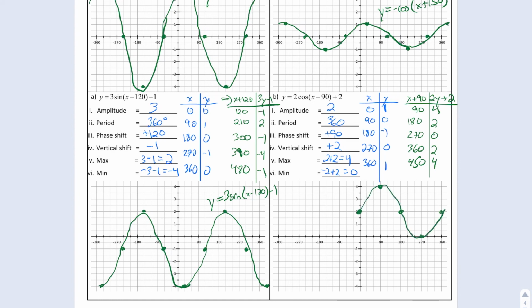So again, this is going to go over 90. So there we get one pattern. Notice it's cosine, but the actual graph looks pretty much like sine because it's been shifted to the right 90. So if I continue that pattern, and there we go.